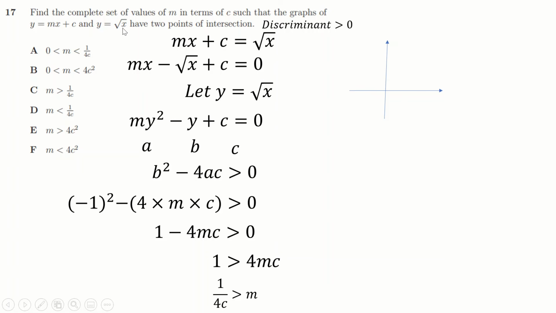If I were to graph this, we've already graphed this one here. That's that sloping thing here. Now, this is just a line, y-intercept of c, gradient of m. Now, here's an example of having 2 points of intersection. And the thing is, there's two things going on here.